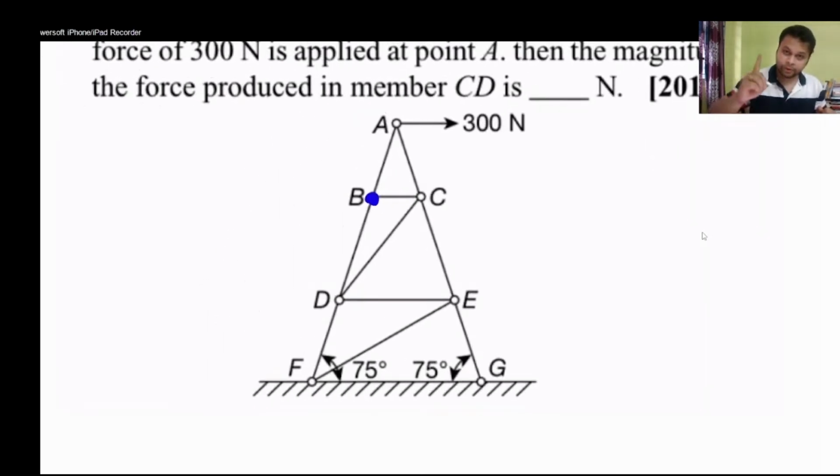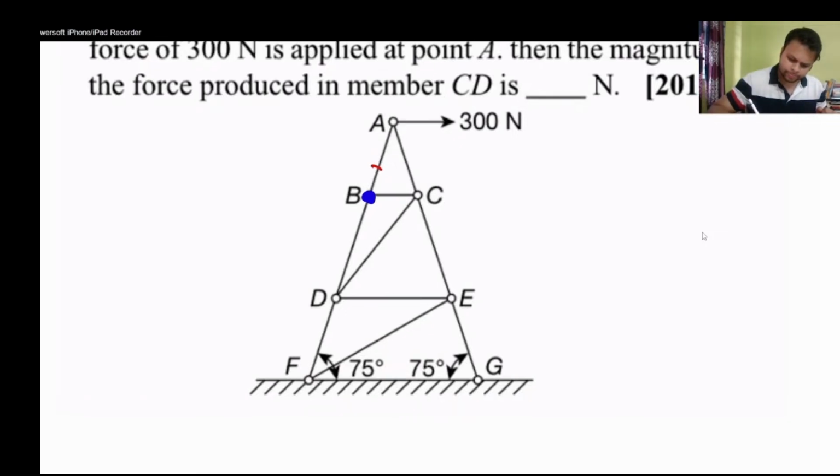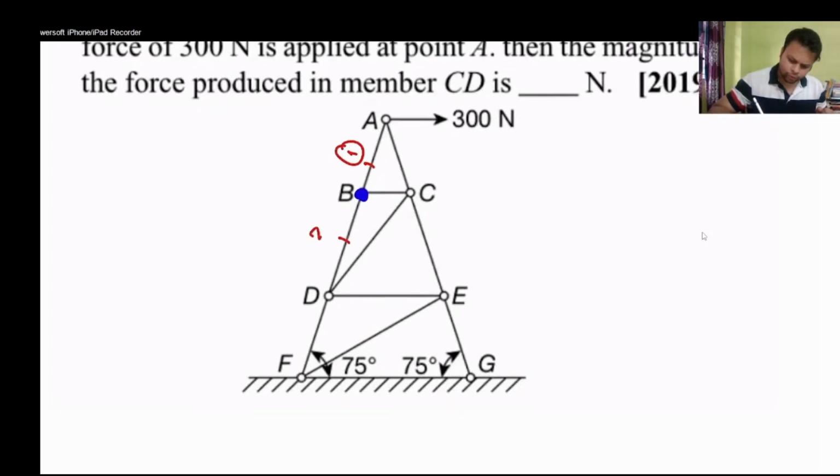you can see there are three members meeting at joint B: member 1, member 2 and member 3. And clearly you can see two of them are collinear. Collinear means they are along the same straight line. 1 and 2 are collinear.